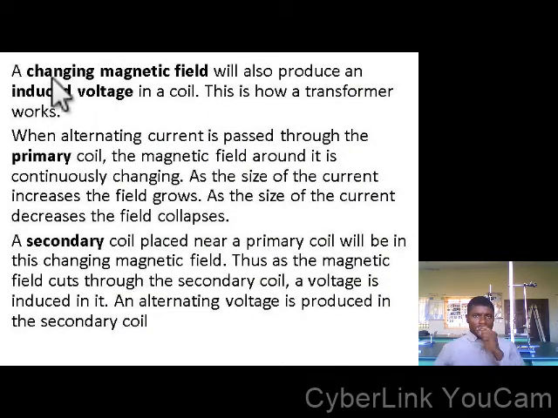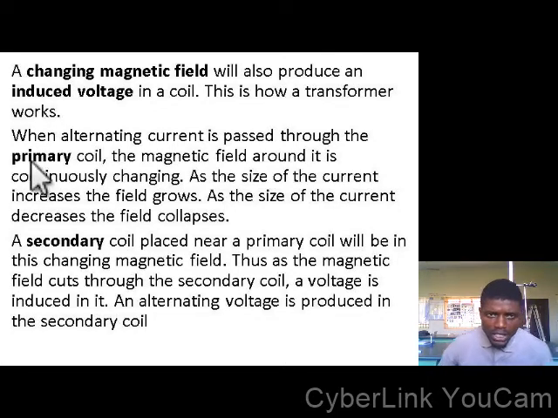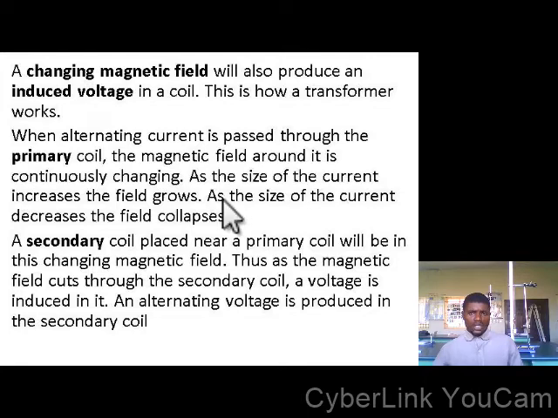So a changing magnetic field will also produce an induced voltage in the coil. This is how a transformer works. All transformers work with the principle of electromagnetic induction. When alternating current is passed through the primary coil, the magnetic field around it is continuously changing. As the size of the current increases, the field grows. As the size of the current decreases, the field collapses.